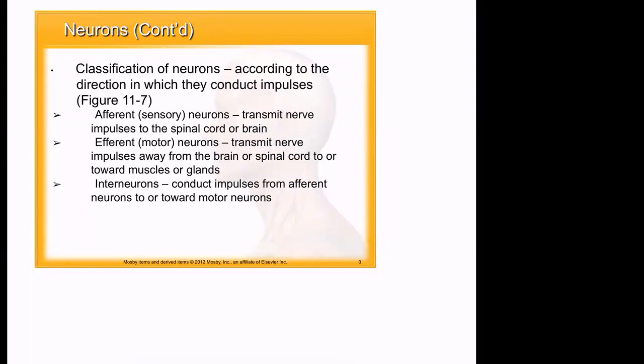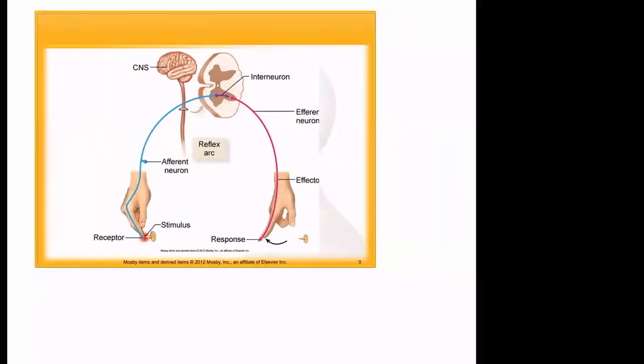The reason it loops so quickly is because of the interneuron. It's going to take that information coming in from an afferent neuron, quickly make a decision about it, and send information out to the efferent to say, okay, go ahead and do what you need to do and move that arm out of the way. And then it'll continue it up to the brain to say, oh, I just touched something hot.